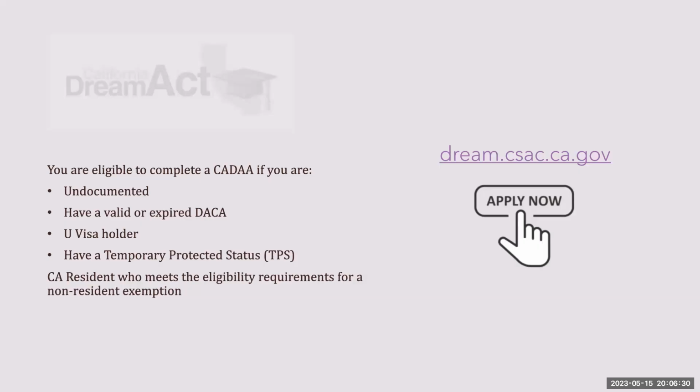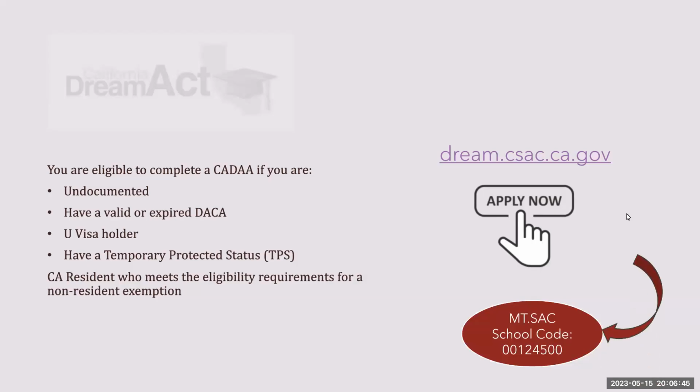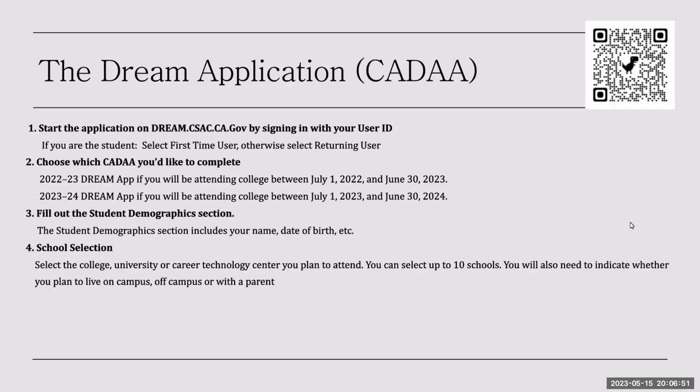That means that you have a certain amount of academic years in the state of California. This application is also completed online on dream.csac.ca.gov. Our school code is also listed on here because remember, we won't get a copy of your application unless you add our school code. All right, let's talk about the steps to complete the DREAM application.